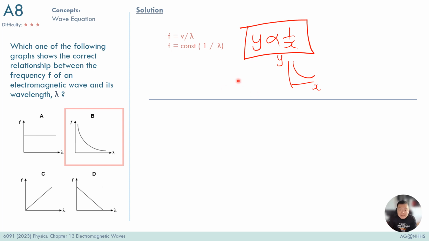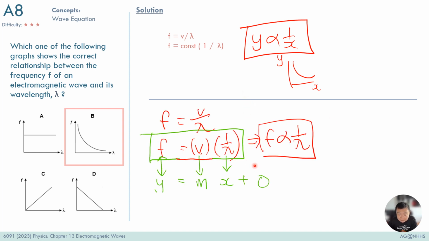Now, extending this, there is another variant of the question that you might be asked, and that is over here. Now, using the same wave equation, if I choose to plot not frequency against wavelength, but rather frequency against 1 over wavelength, what type of graph should I get? You might want to pause the video to think of what type of graph you will get.